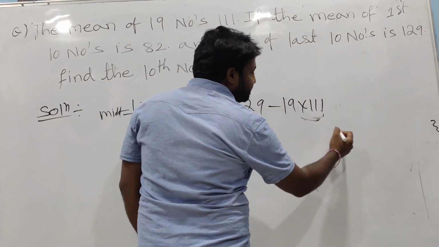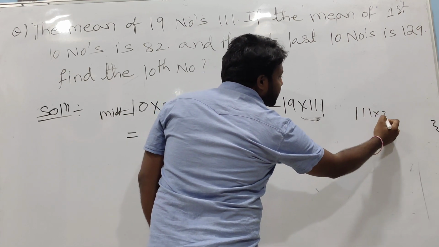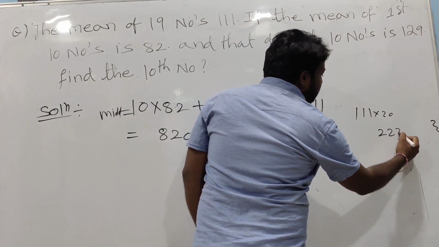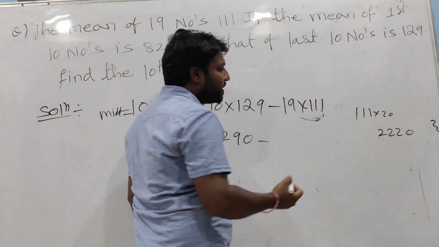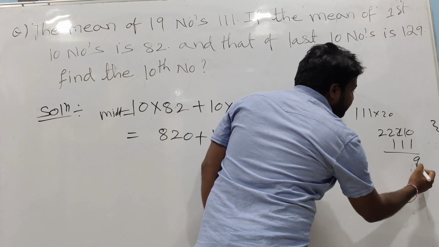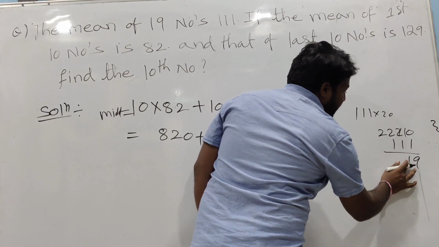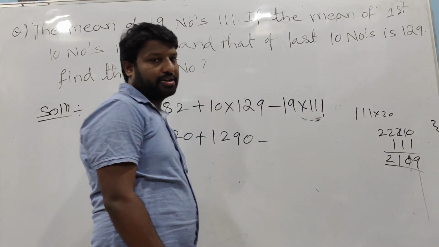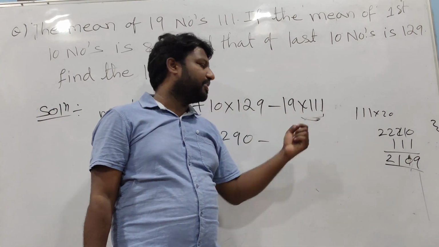So what you will get? You multiply 111 with 20 and subtract 111 again. So it will become 2220 minus 111. So this value is nothing but 2109. Or if you multiply this directly, you will get that value only.